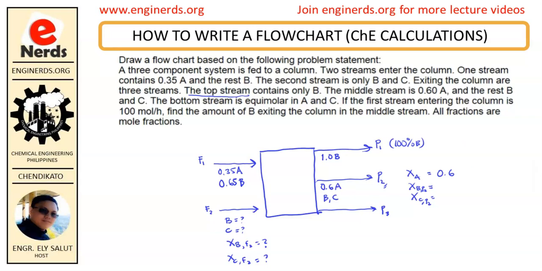So, let me rewrite that here again. So, we have XB in P2 plus XC in P2 is equal to 0.4. So, that means our XC in P2 is equal to 0.4 minus XB P2. Okay? So, I'll just keep that here guys for our reference.